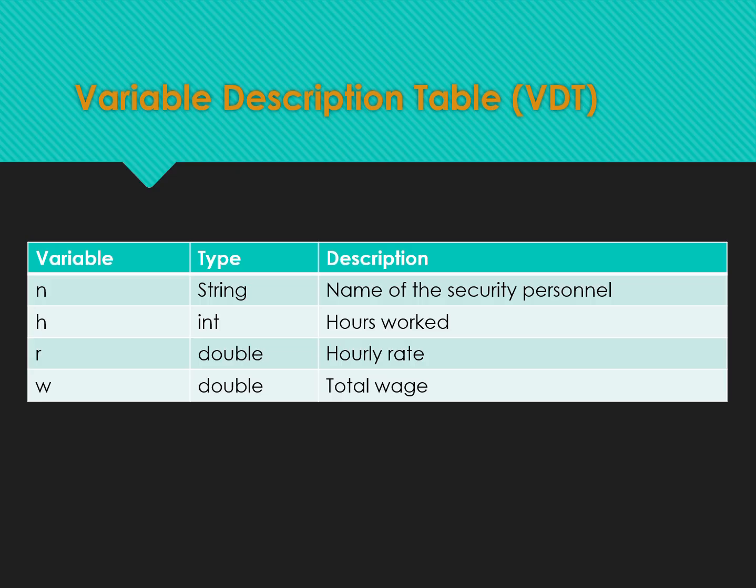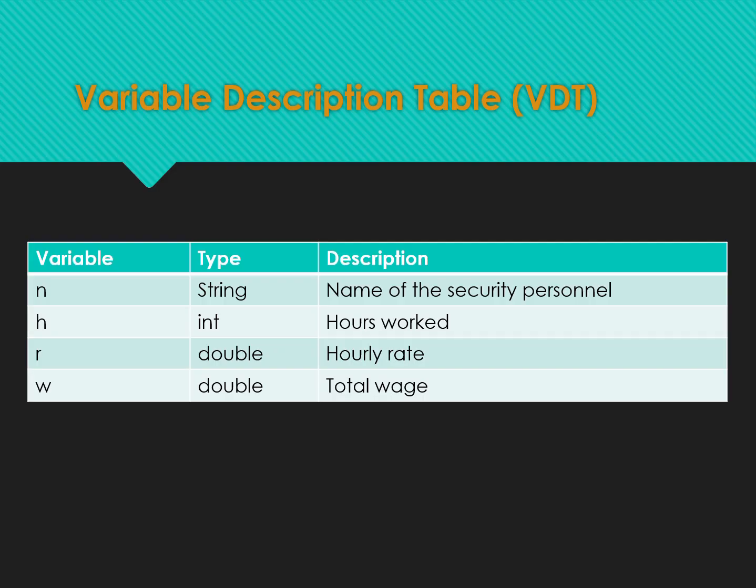2. Next, we have h, which stands for hours worked. It's of data type int, because hours are always whole numbers, like 35, 40, or 65. 3. Then comes r, which is the hourly wage rate. It is declared as a double because the rate might be a decimal value, such as 100 rupees or 150 rupees and 50 paise. Using double allows us to store both whole and fractional values.